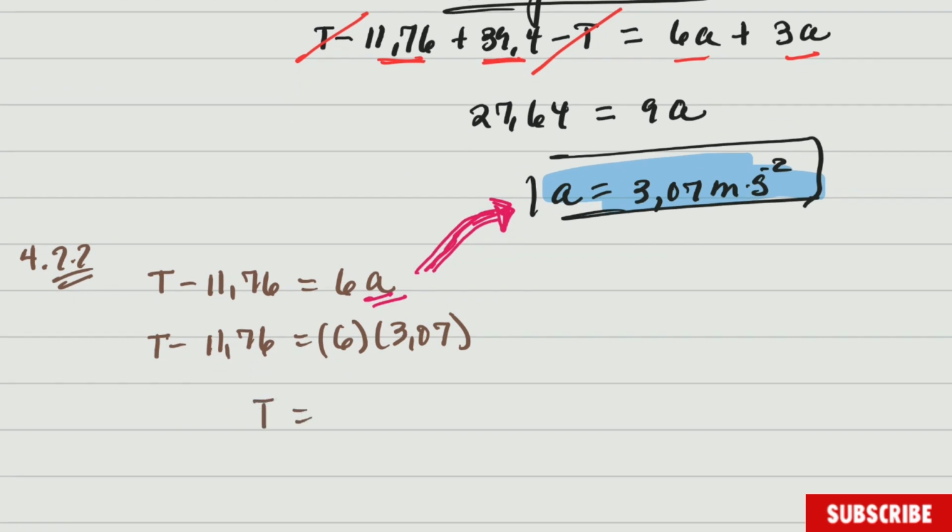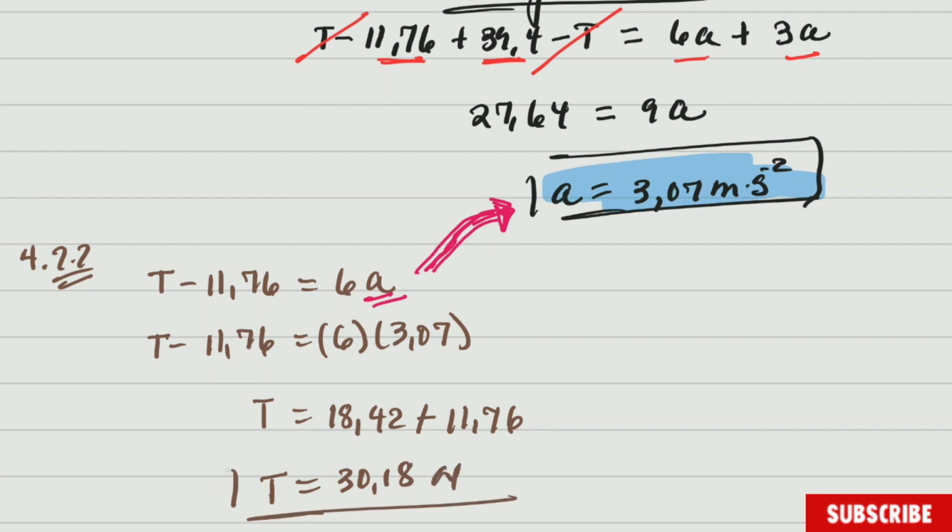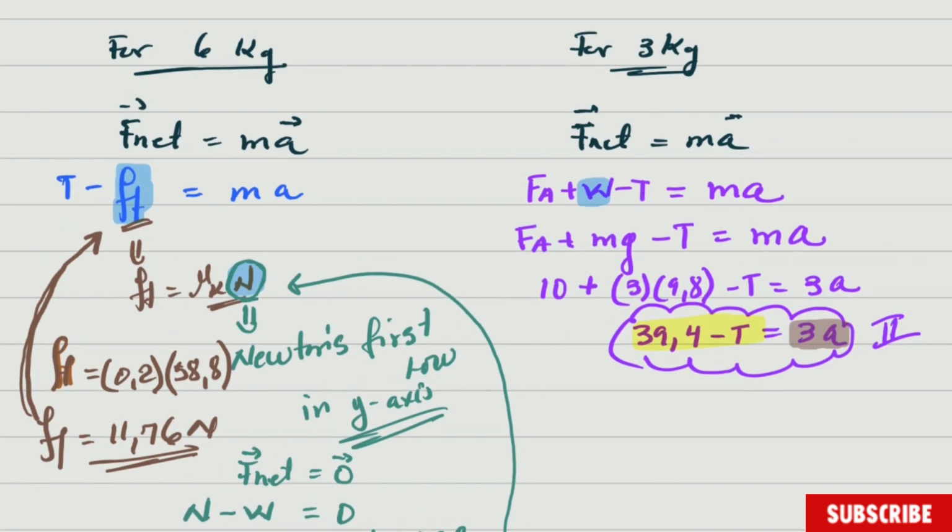T is equal to 18,42 plus 11,76, and the tension is going to be, okay, here it's not minus, it's a plus. So when you do that, the answer is going to be 30,18 Newton. That is the answer for the tension, guys. Very, very simple. So we're almost done with this question. We have only one more to go.